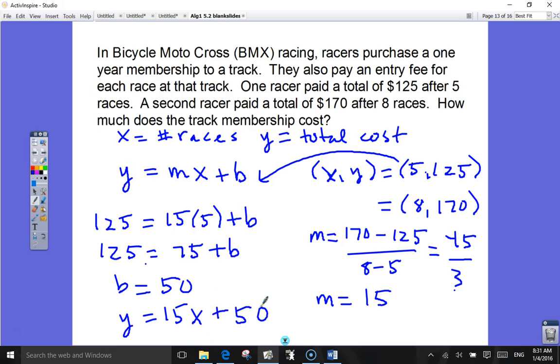The 15 is how much you're paying for every race. The 50 must be the upfront cost. That didn't depend on how many races. It was just an upfront cost. Like I said, you figured out most of this without using anything that we did in the class today, right? But that is the way you would figure that out. I didn't think most did.